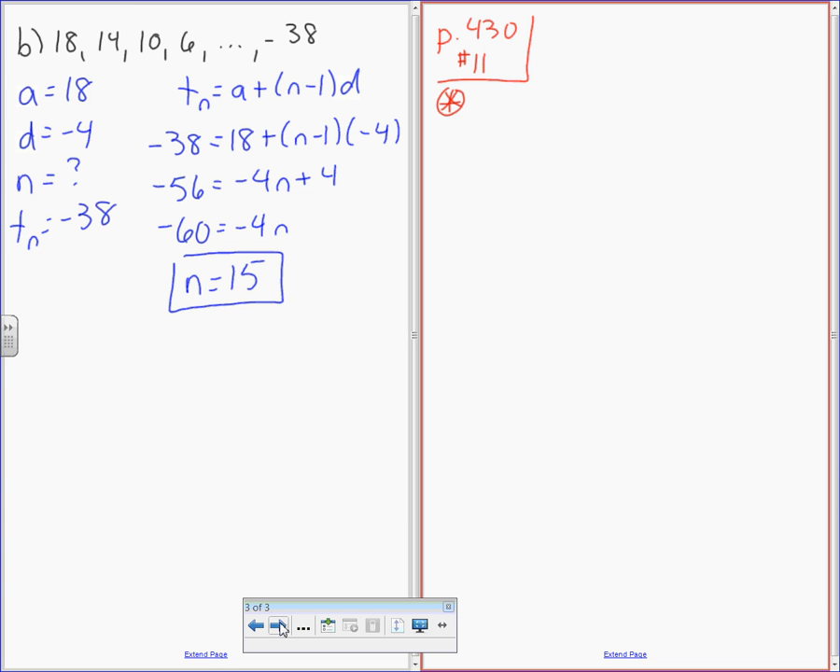It says the 5th term of the geometric sequence is 45. So I'm going to say T5 is equal to 45. I also know that T8 is 360. And then it says find T20. Okay, this is very, very much like the question we did in class. It's so close. It says this is a geometric sequence.